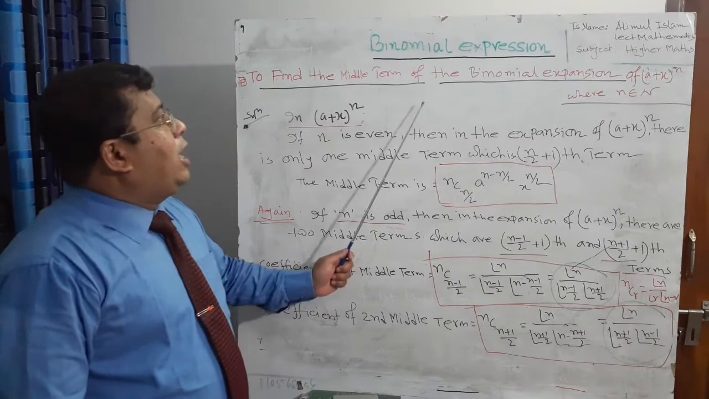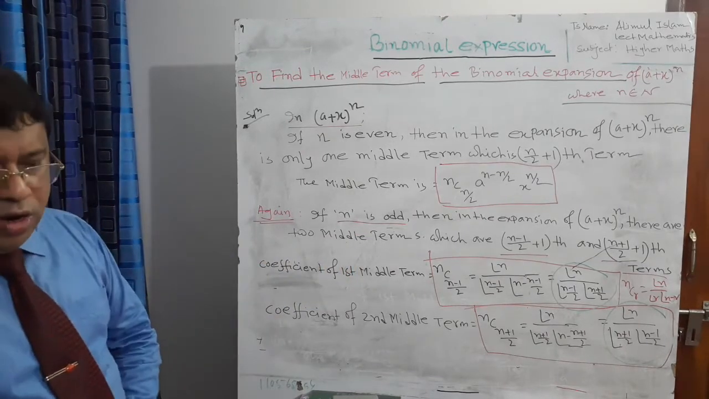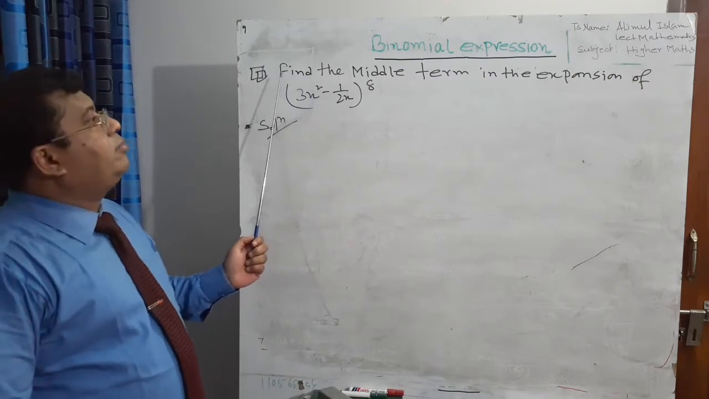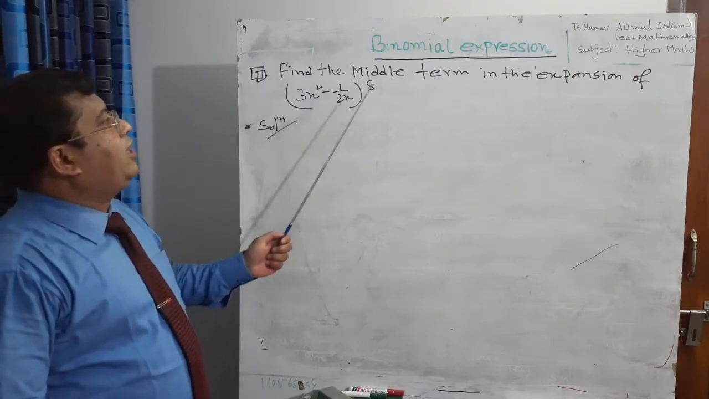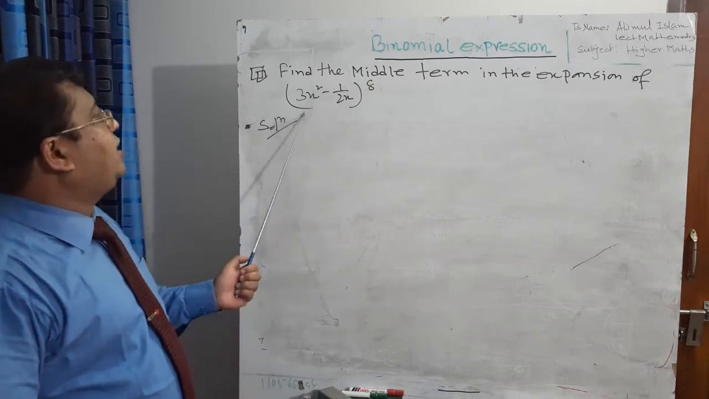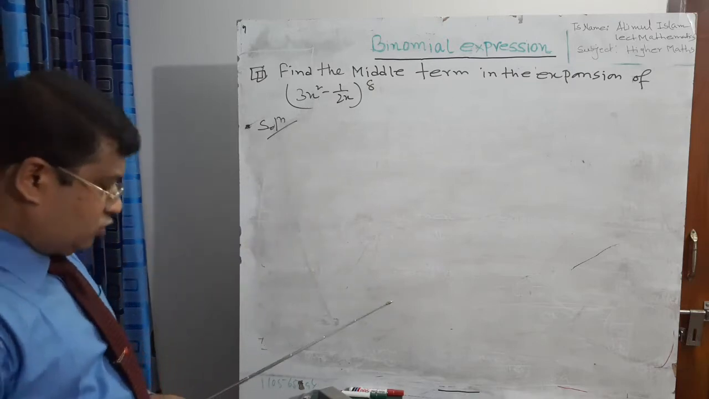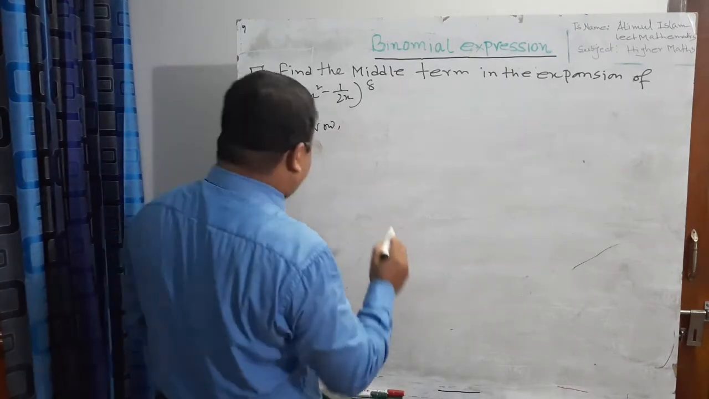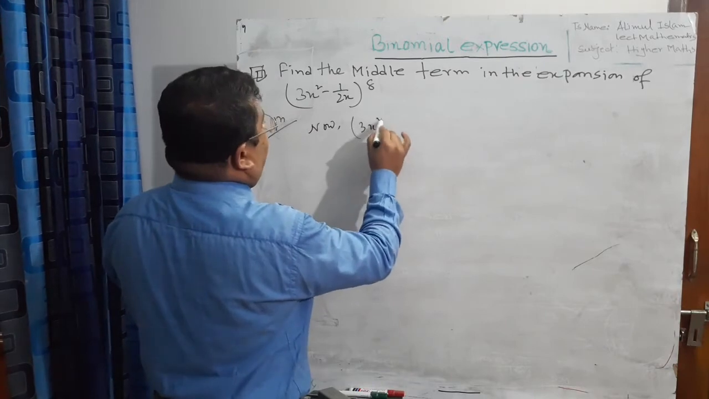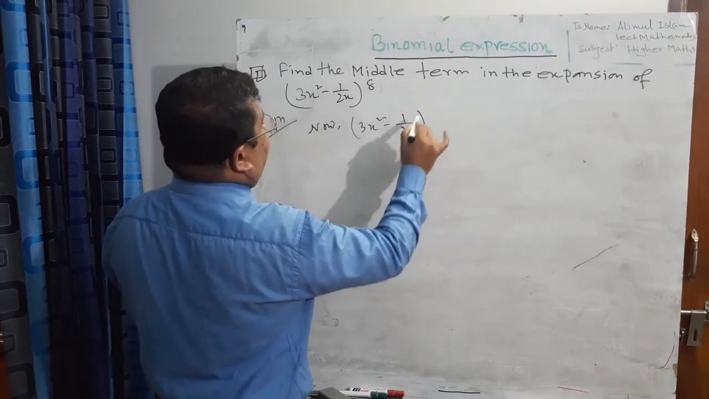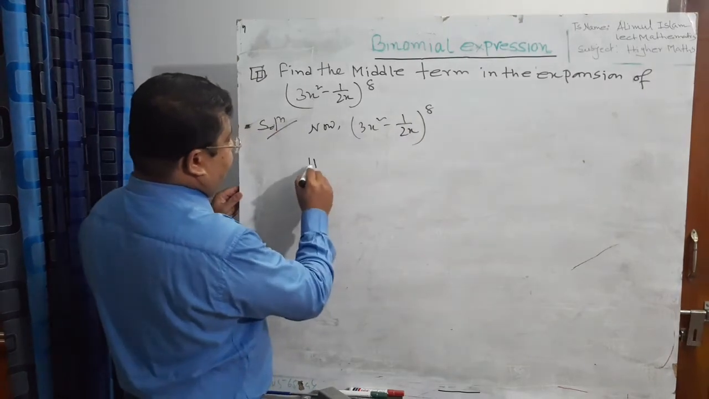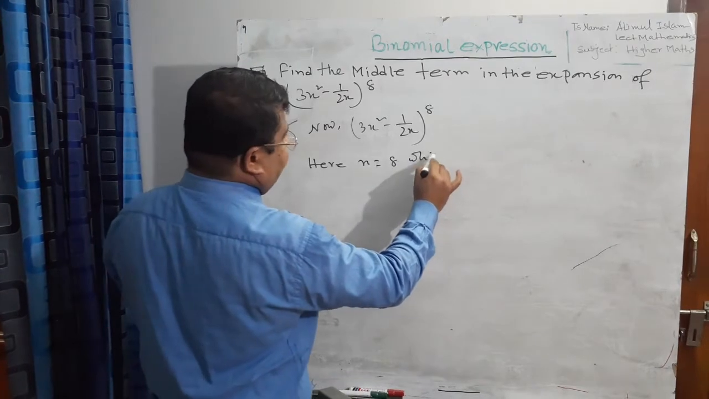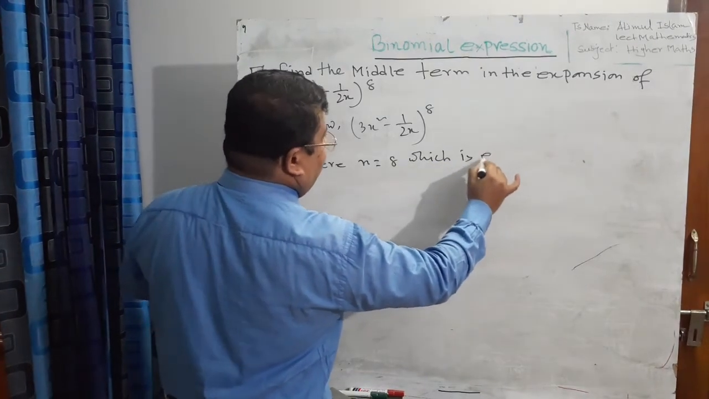Then according to this formula, I will solve two maths. Now I have written the problems. Find the middle term in the expansion of (3x² − 1/(2x)) to the power 8. Now you can write (3x² − 1/(2x))^8. Here the index 8 is even.